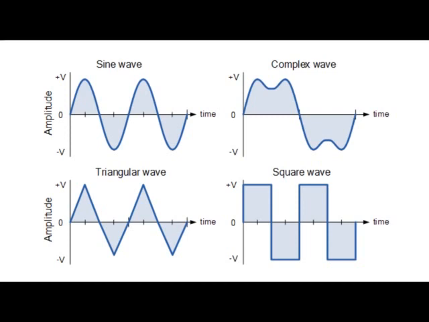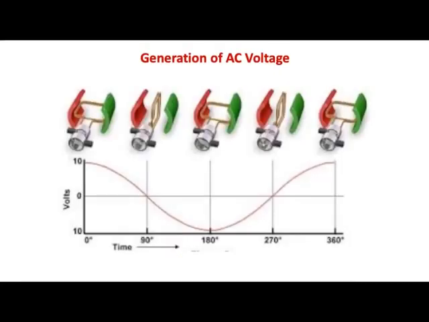Anything which alternates from positive to negative, negative to positive, or even has only positive values but is still changing its magnitude and direction, will be known as an AC waveform.